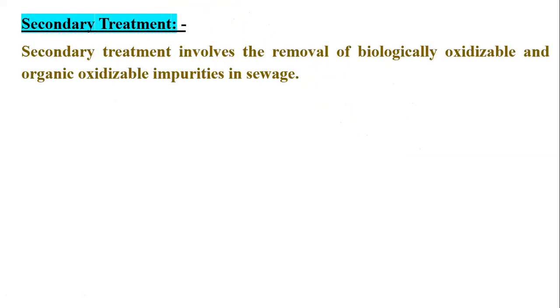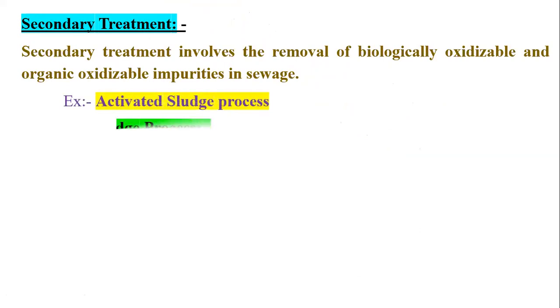Next, we can go to the secondary treatment. It is a very important stage of treatment in wastewater treatment. What is meant by secondary treatment? In this treatment, we remove biologically oxidizable organic impurities present in the sewage. That is nothing but the activated sludge process.